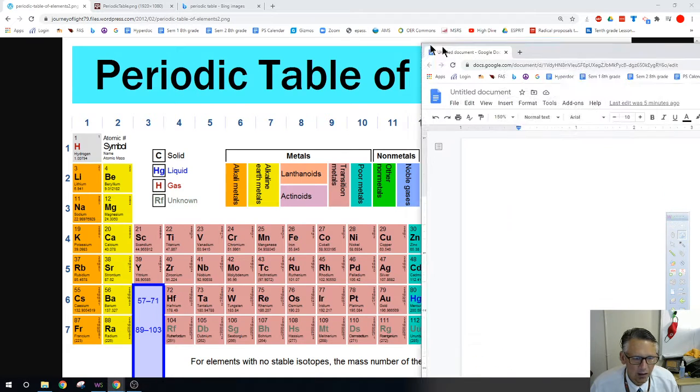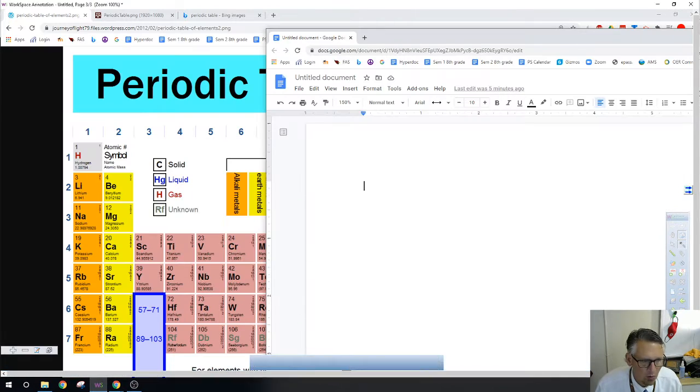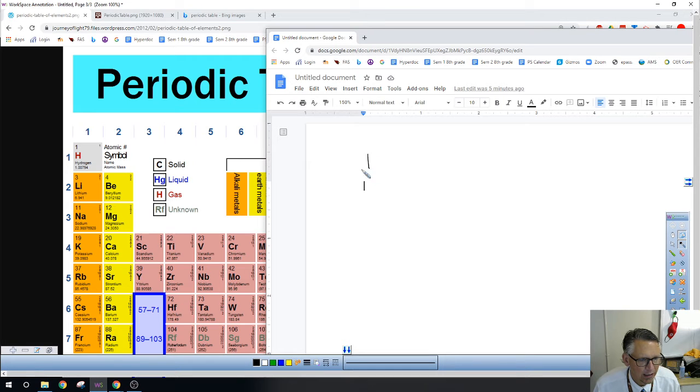Okay, today we are going to talk about ions. And an ion is an atom with more or less electrons than it is supposed to have.